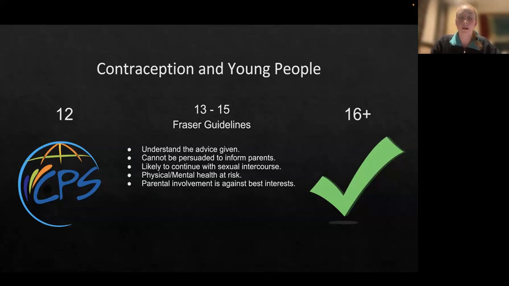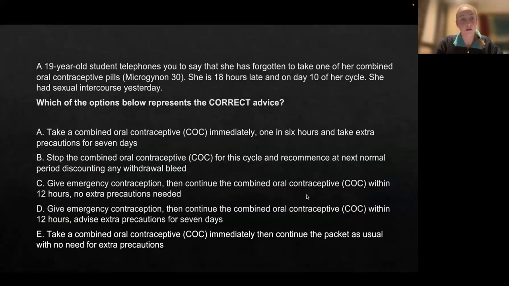But if they can't be persuaded, but they're likely to continue with sexual intercourse and their physical or mental health is at risk with pregnancy, and parental involvement is against their best interest, then it is okay to prescribe contraception. But it's quite important to make sure you do go through the Fraser guidelines within your history taking, just to make sure that they do fulfill that criteria. But yeah, the answer was C, so you can give it, even though she's under 16.